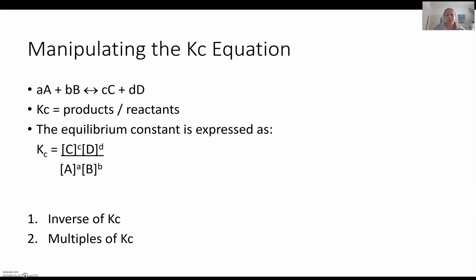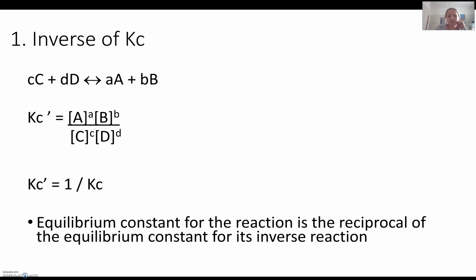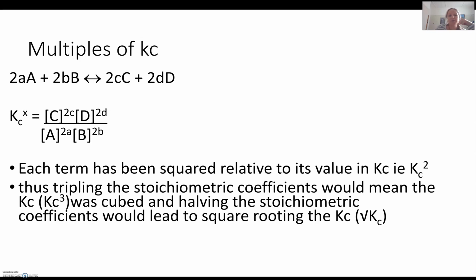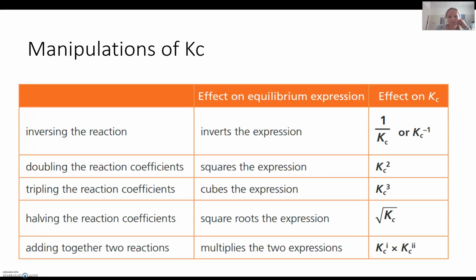So we can manipulate the Kc. These questions are not common. The two things that you can do are inverse the Kc or do multiples of the Kc. Inverse of the Kc just means you do 1 divided by the Kc. And multiples is where you just double all of the exponents. These questions are not common, so I'm just going to move on.